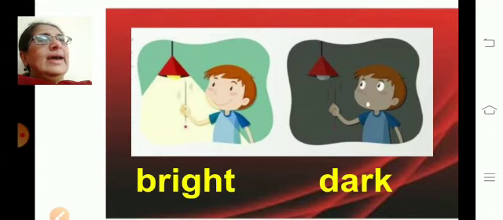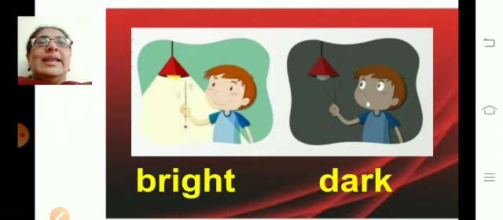Bright, dark. Opposite of bright is dark. In the first picture, see, the boy is switching on the light, so it is very bright. And when he switched off the light, it is dark in the room.